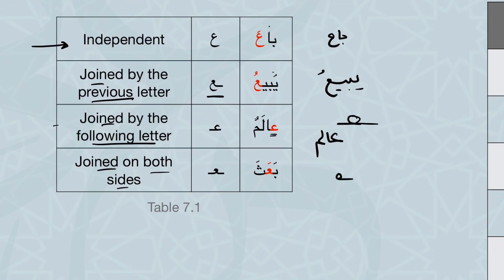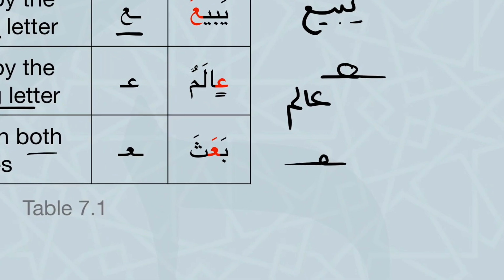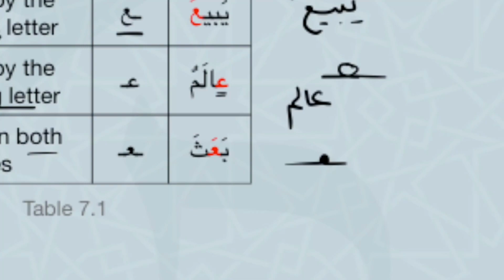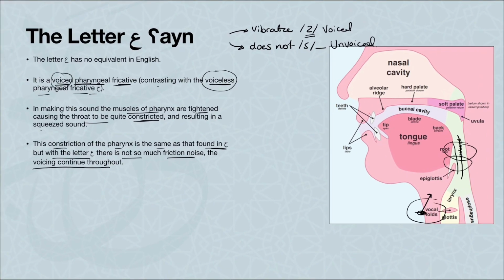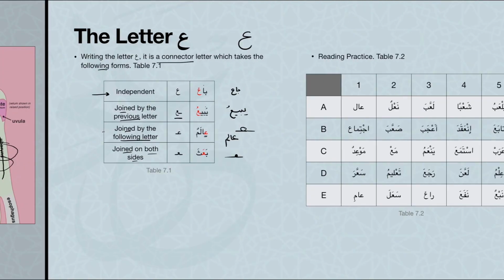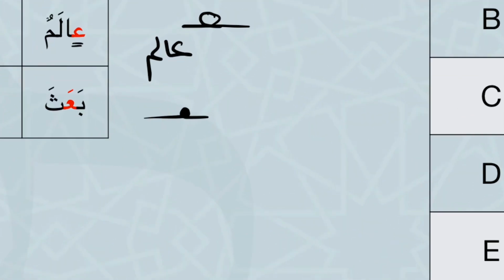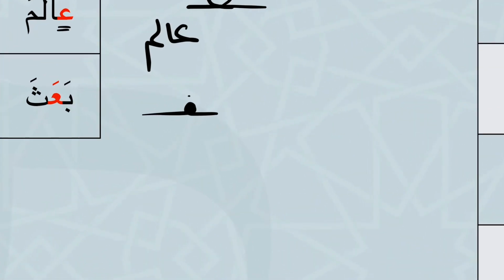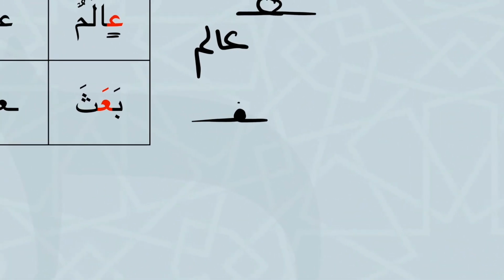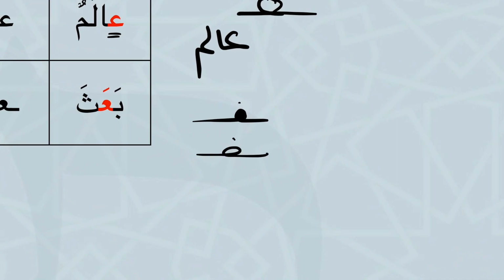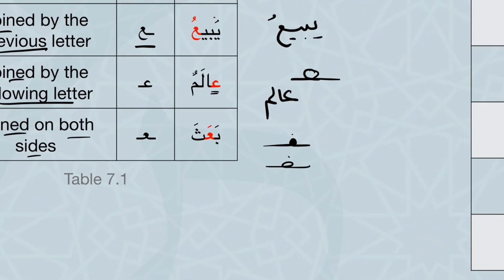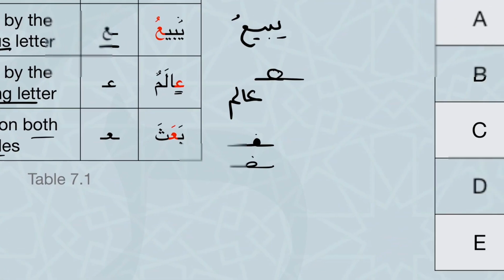The form joined on both sides, again, the ayn closes, so I would write it like this. But how I would differentiate it from the letter fa is that I would color or fill the circle with something. Because if I write it like this, people might actually think it's fa. So I would write this as ba'atha, either he sent or he resurrected.